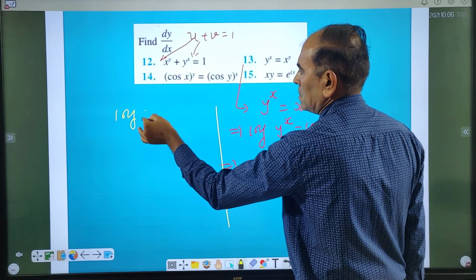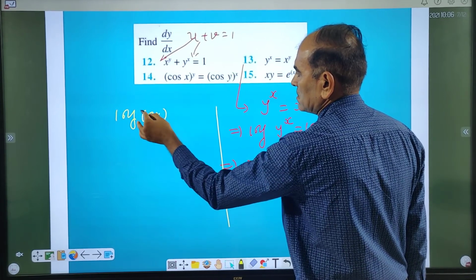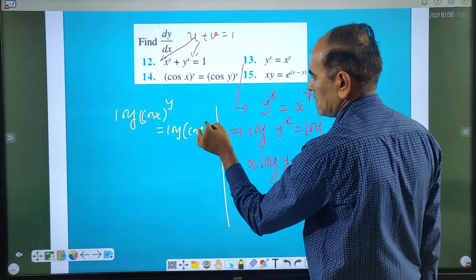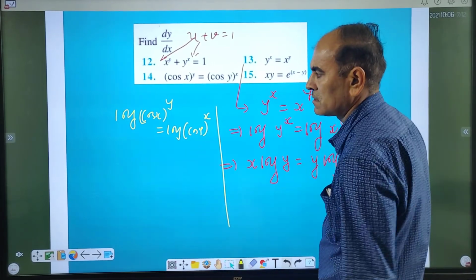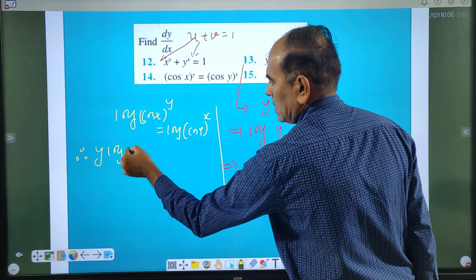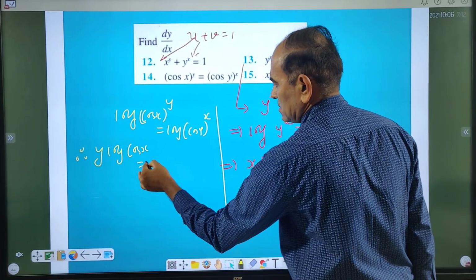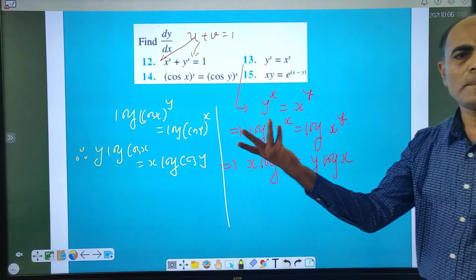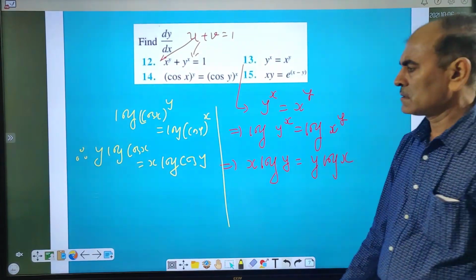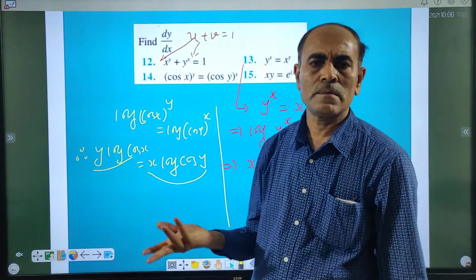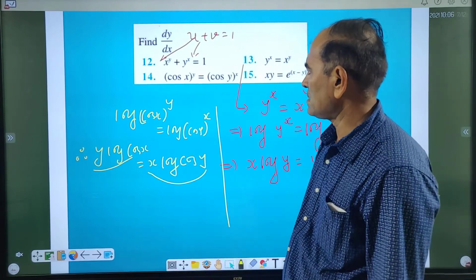take log. cos x raised to the power y is equal to log cos y to the power x. So what we get here? y log cos x is equal to x log cos y. Apply product rule, differentiate it. Here also you need to use product rule, here also you need to use product rule. And differentiate it. Very easy.